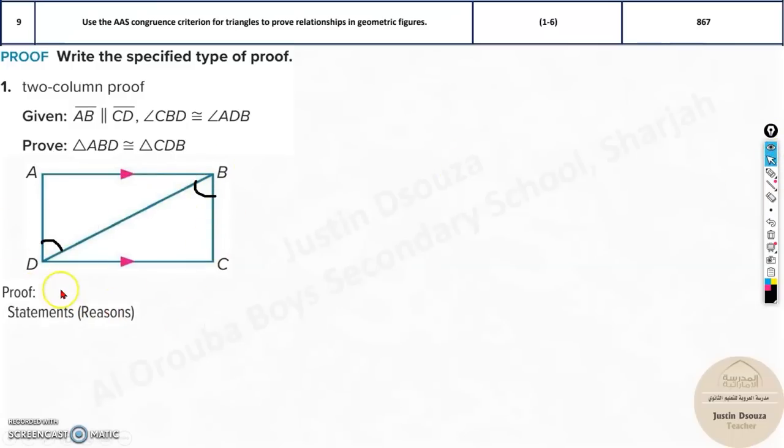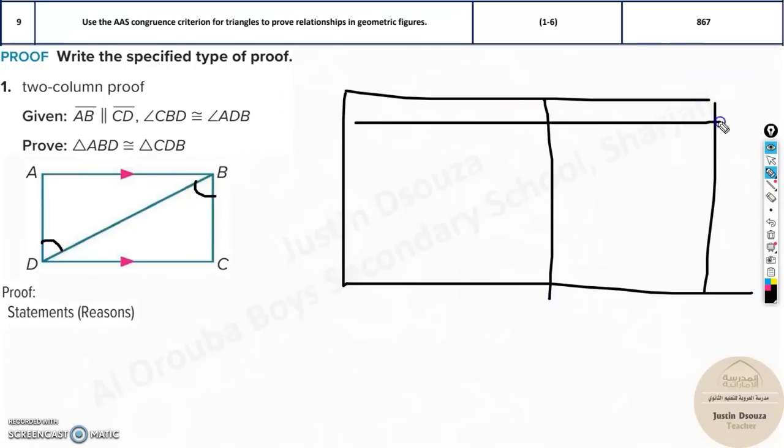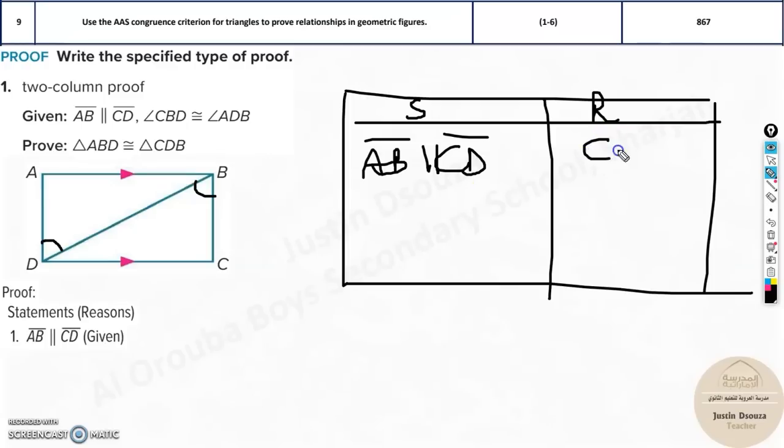Let's see. For this, you can make two columns, say for example, like this, and then write the statements over here, statements, and then reasons. And then write the statement and the reason, and you can solve it. Or you can just write the reasons in brackets, however it's convenient for you. This is more preferred. All you need to write over here is AB is parallel to CD, and the reason is given. So in the same way, you need to write all the others. So that's it.